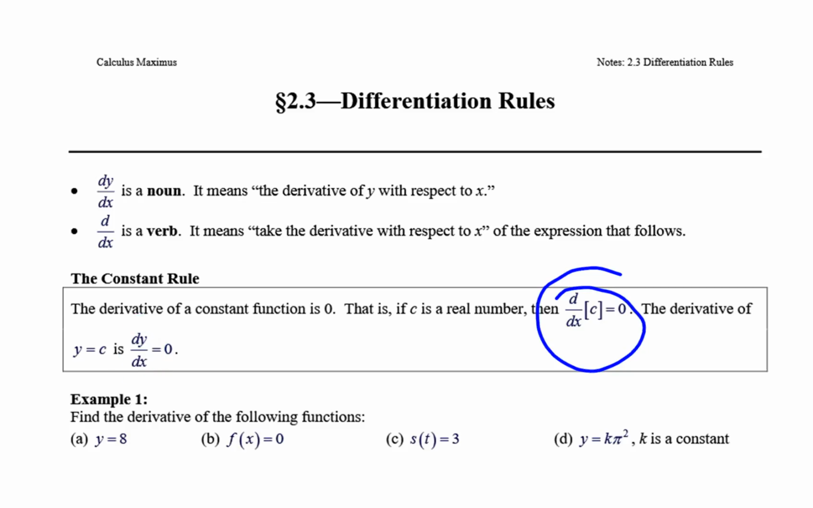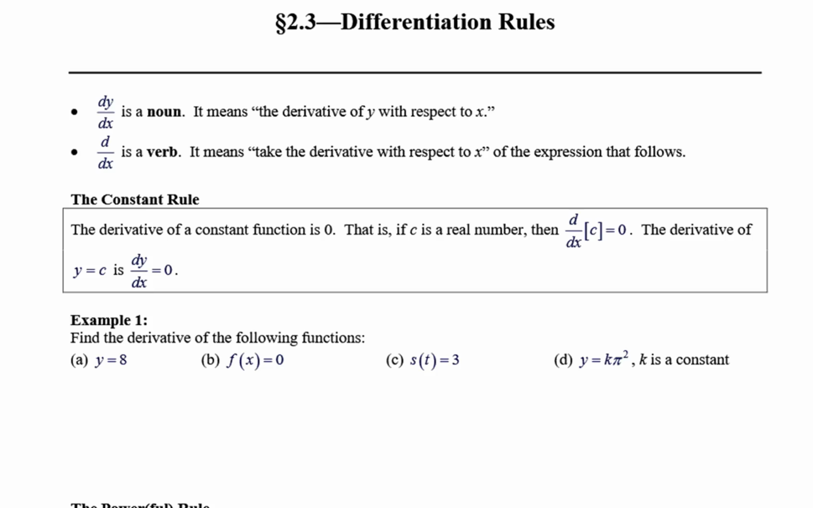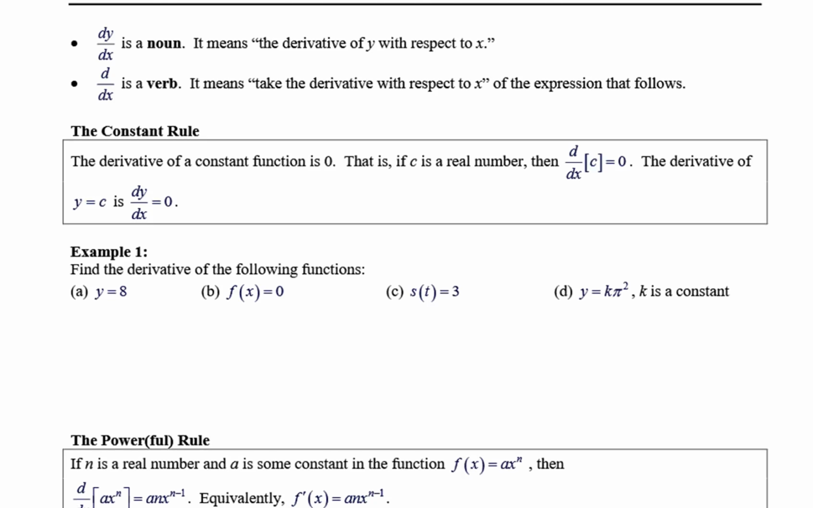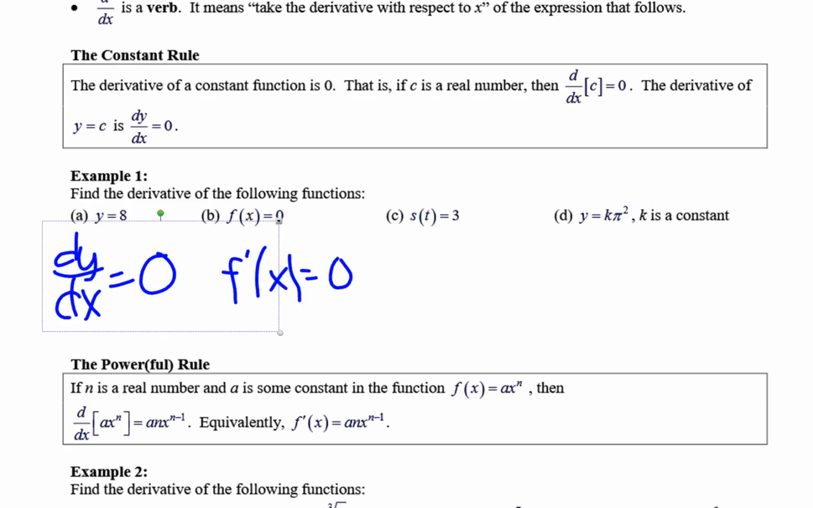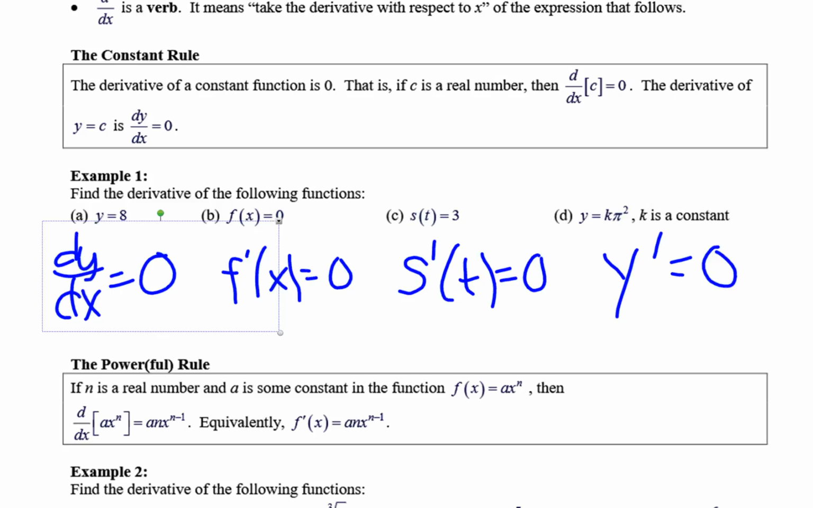So the first rule we have is the constant rule. It's really simple. Think about how the slope of a constant function changes. It doesn't. So it's always 0. So if we find the derivative, dy/dx equals 0. f prime of x, 0. s prime of t, 0. And remember, pi squared is a constant, k is a constant. And this time I'm going to write y prime, 0. Any constant function, the derivative is going to be 0.